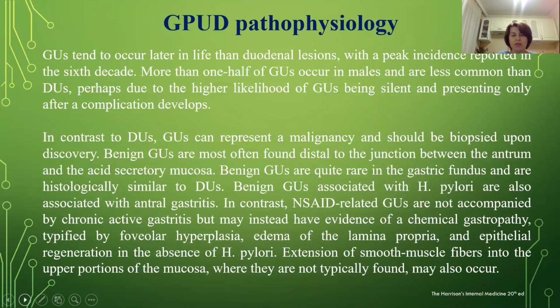Benign stomach ulcers associated with Helicobacter pylori are also associated with antral gastritis. In contrast, NSAID-related stomach ulcers are not accompanied by chronic active gastritis, but may instead have evidence of chemical gastropathy, typified by foveolar hyperplasia, edema of the lamina propria, and epithelial regeneration in the absence of Helicobacter pylori. Extension of the smooth muscle fibers into the upper portion of the mucosa, where they are not typically found, may also occur.